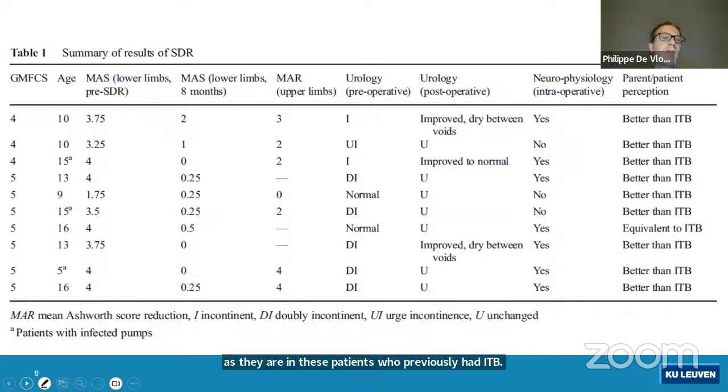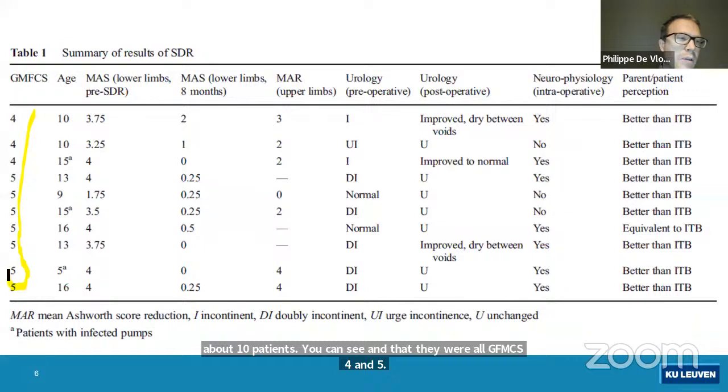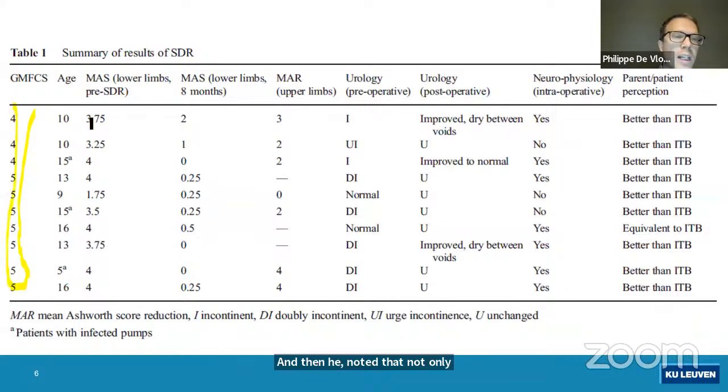It was a small series he published, about 10 patients. You can see that they were all GMFCS 4 and 5s. He noted that not only in the lower limbs, but also in the upper limbs, there was an improvement in modified Ashworth scale. You can see there's an improvement of 4 grades sometimes, so dramatic improvements in modified Ashworth scale. That was already touched upon before, but the upper limbs seem to benefit as well from SDR.